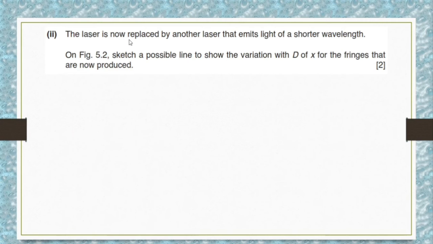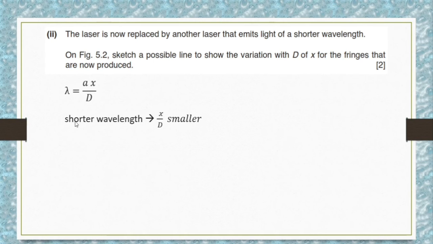Now, the laser is replaced by another laser that emits light of a shorter wavelength. On figure 5.2, sketch a possible line to show the variation with D of x for the fringes that are now produced. We can use this equation, lambda is equal to a x over D.